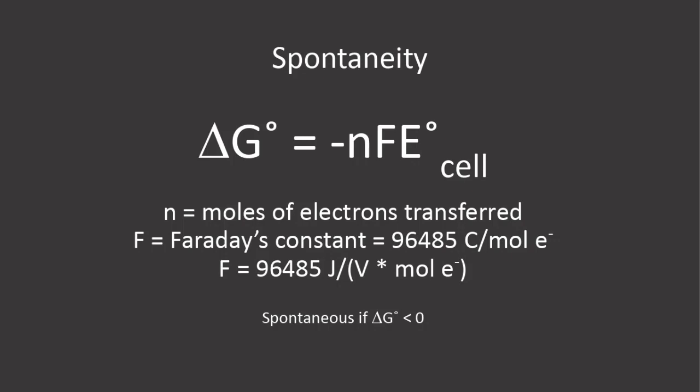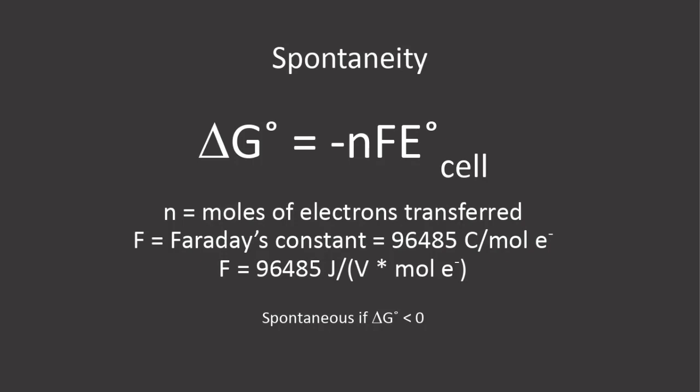In this expression, n is the moles of electrons transferred, and F is Faraday's constant. I wrote down Faraday's constant as 96,485 coulombs per mole of electrons. You could get a rounded value on your test, so you might get 96,500. I'm not sure which value you will need to use, but it's around this value. Another important thing to know is that you can write coulombs per mole of electrons as joules divided by volts times moles of electrons. That's just another way to write the unit.